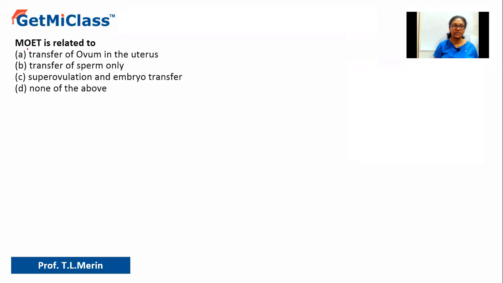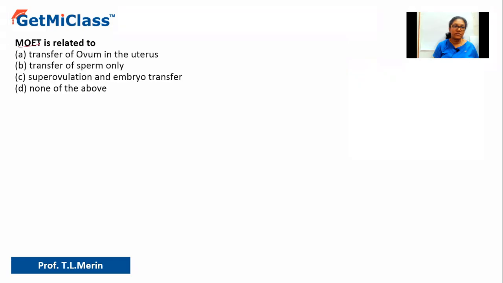Today we're going to solve this question which says MOET is related to option A transfer of ovum in the uterus, option B transfer of sperm only, option C superovulation and embryo transfer, option D none of the above. So let us see. MOET is related to option A.